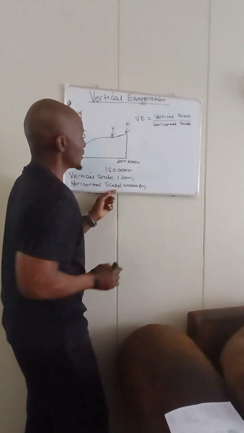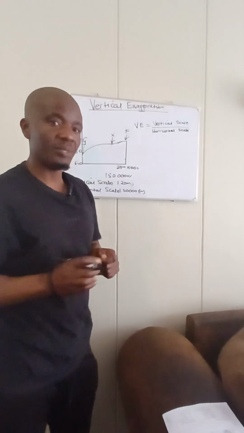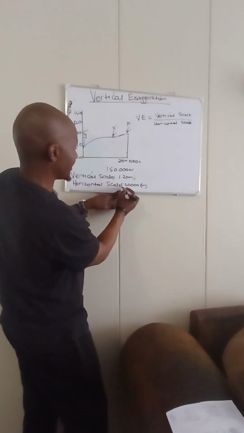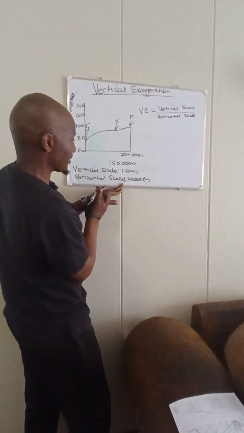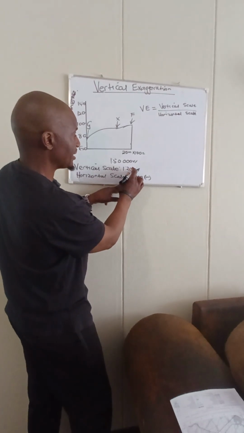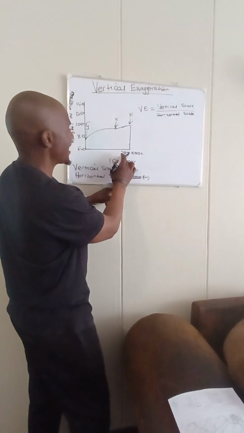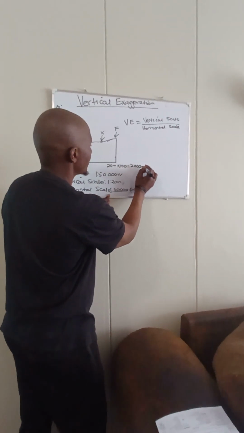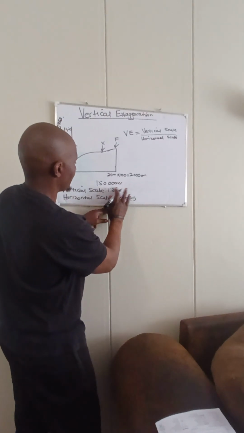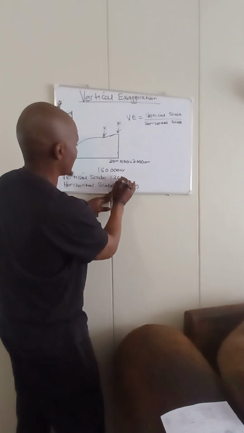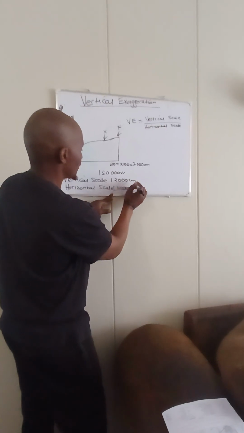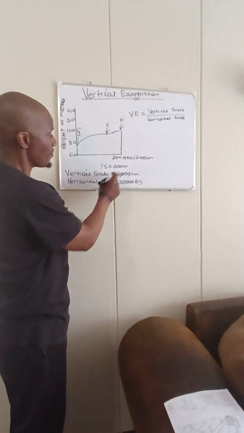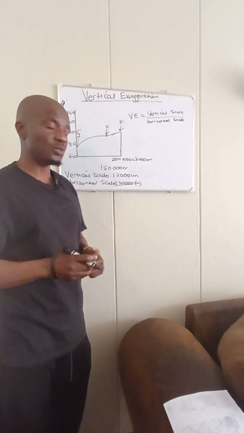Why am I doing this? Because there are 100 centimeters in a meter. I want to make sure that I have the same unit of measurement, because this is in centimeters, so this has to be in centimeters as well. So I change my 20 meters into centimeters, which means I multiply by 100. That will give me 2,000 centimeters. So my vertical scale has been converted into centimeters. The most important thing is that your vertical scale and your horizontal scale are both supposed to have the same unit of measurement.